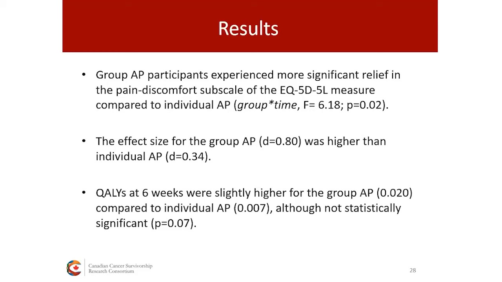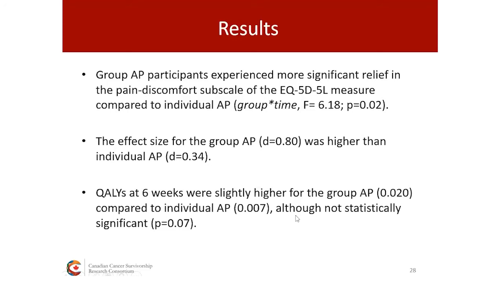And if you look at the effect size, again, for the group arm the effect size was 0.8, which is large, compared to the individual arm at 0.4, which is low to moderate. So not only was the change higher, but the magnitude of the change was also higher in the group arm compared to the individual arm. And when we calculated the QALYs, the quality adjusted life years, across both arms, you can see the values here. For the group arm, the QALY value was 0.02, and for the individual arm, the QALY value was 0.007.